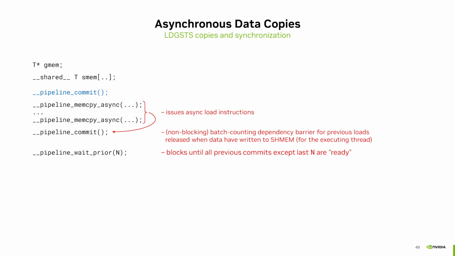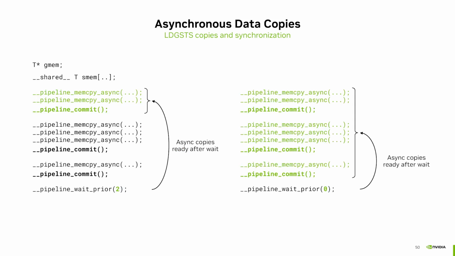So let me show what it means. So here I fire first batch, second batch, and third batch, and I wait for all the batches except last 2, which means I wait for this green stuff to complete. If I wait with the argument 0, it means that I wait for all previously fired asynchronous copies.